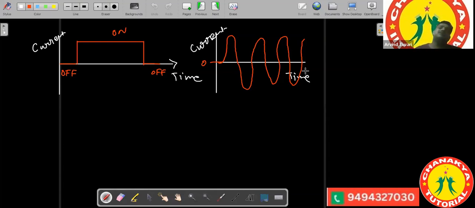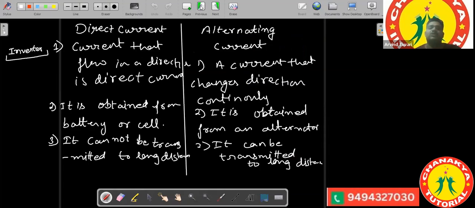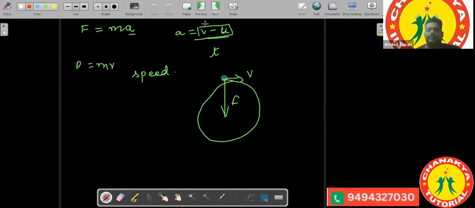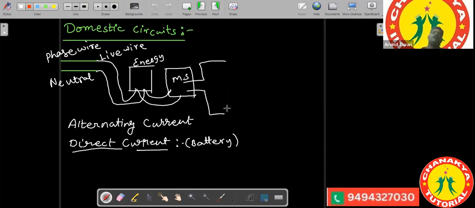Then the next one, we were looking at the domestic circuit. So let's come back to the domestic circuit. Here we had left the domestic circuit. We saw that there is a phase wire and a neutral wire. The phase wire is the one that carries current. The neutral wire does not carry current, but it is only there for the completion of the circuit, for the circuit to continue.